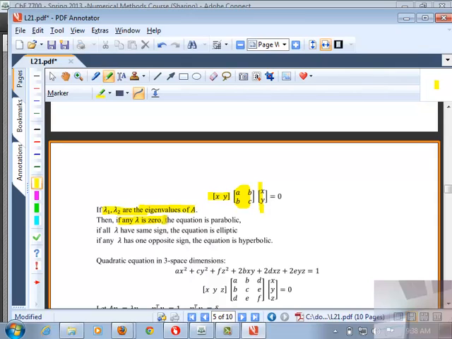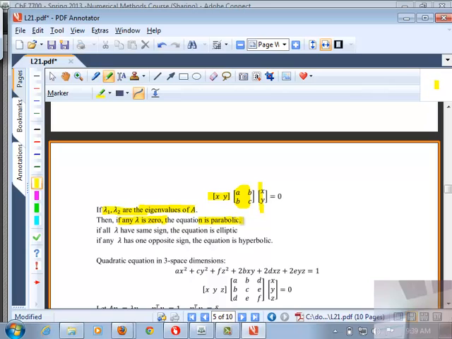So if any lambda is 0, then the equation is parabolic. If all the lambdas have the same sign, then it is an elliptic equation. If any one of them has opposite sign, then we call that hyperbolic. Now, in this framework, it's very easy to generalize the quadratic equation into 3 space dimensions.